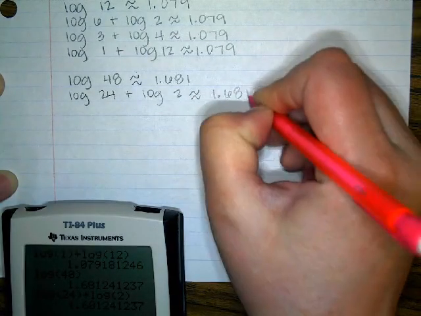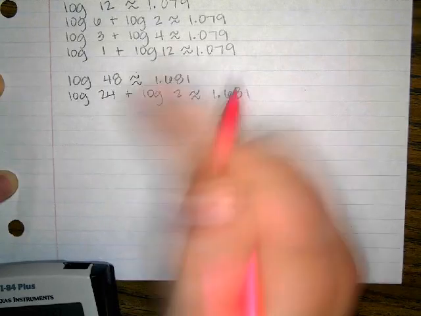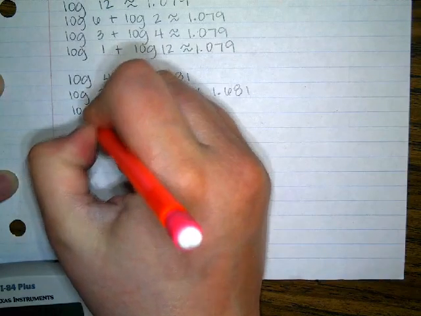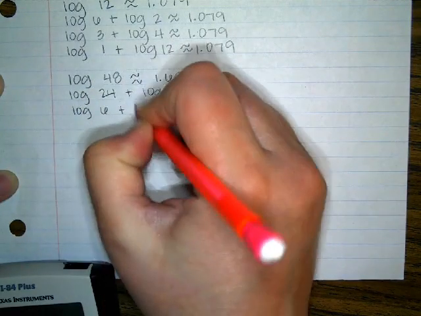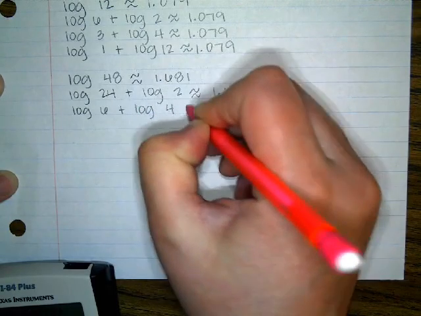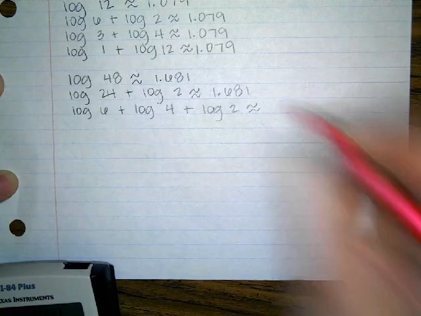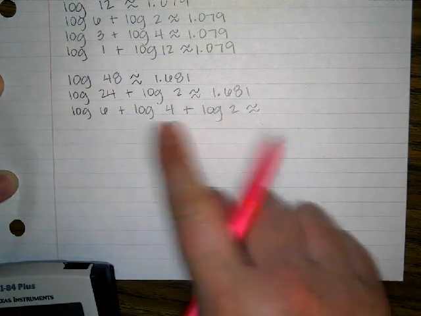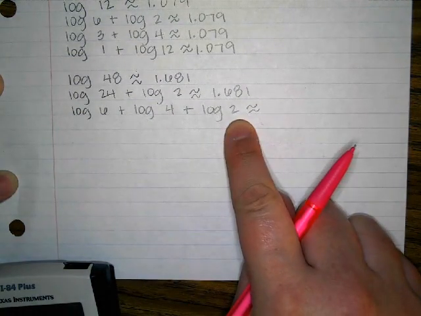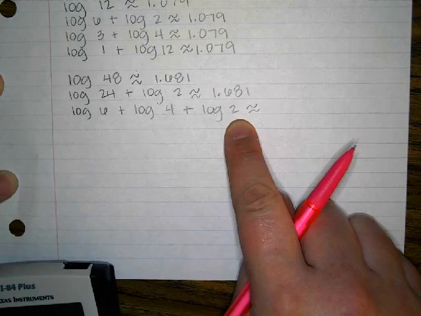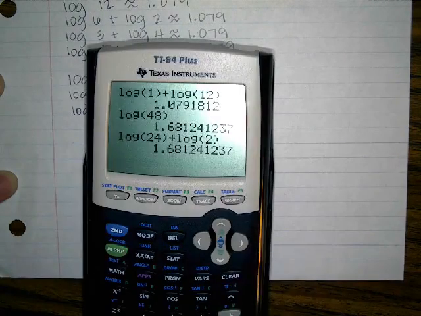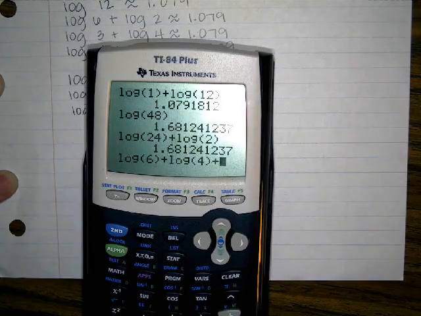Okay. What about if I did log 6, log 4, log 2? Does this still multiply to 48? 6, 4, and 2? Yes? Okay, let's try it. Log 6 plus log 4 plus log 2. 1.681.